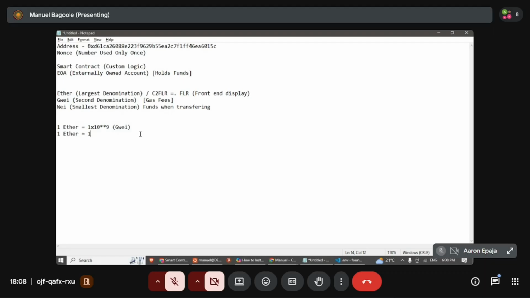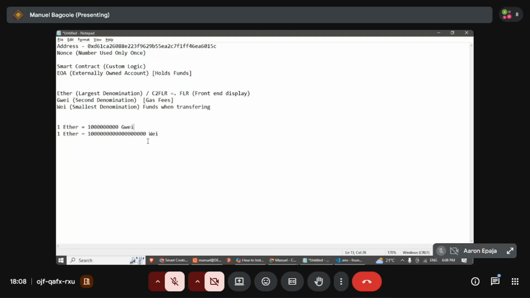I don't know what that is. Is it a quintillion? That will be 1, 2, 3, 4, 5, 6, 7, 8, 9, 10, 5, 6, 7, 8. That is 1 Ether in terms of Wei. Now 1 Ether in terms of Gwei is 1, 2, 3, 4, 5, 6, 7, 8, 9. Now this is 1 Ether in terms of Gwei.